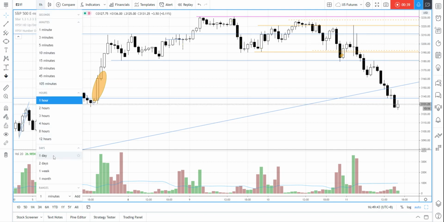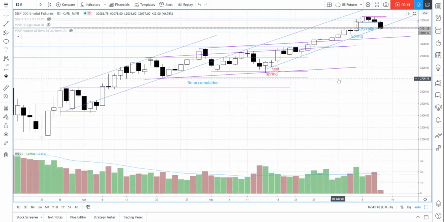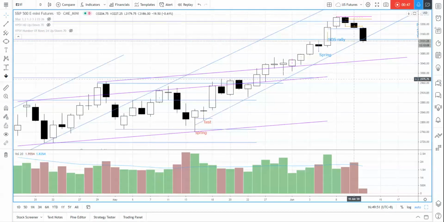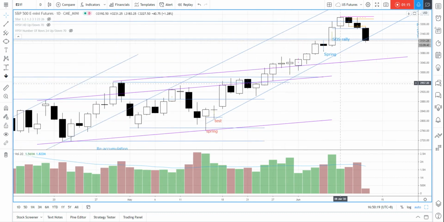Let me get to the daily time frame to have a high level overview of the S&P 500. As you can see in this chart here, this is the daily chart. Yesterday was a bearish day. Despite the spread still being relatively tight, it's actually bigger than the previous day. If we compare these 2 days, yesterday's session had a slightly larger spread than the 9th of June. And one thing that stands out is definitely the volume.